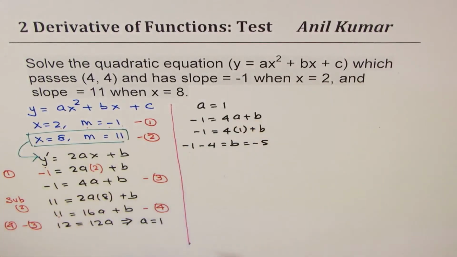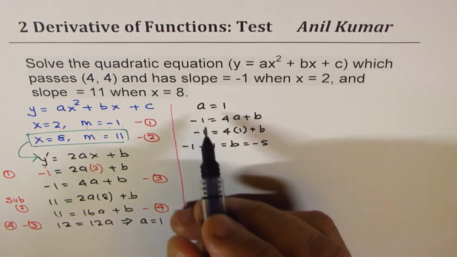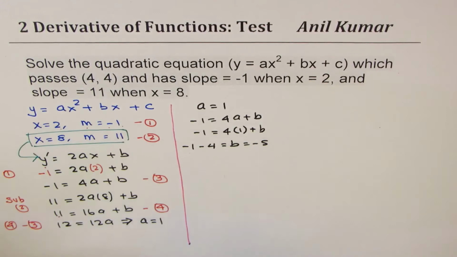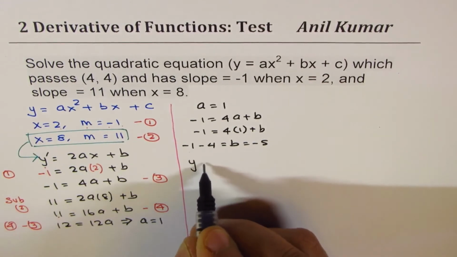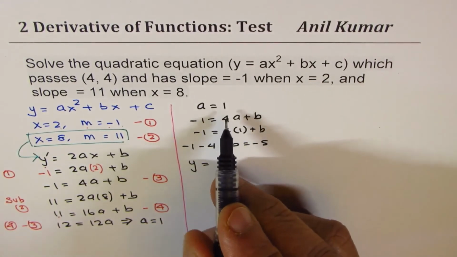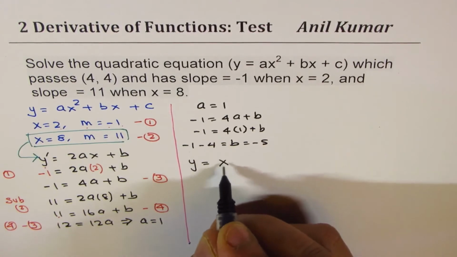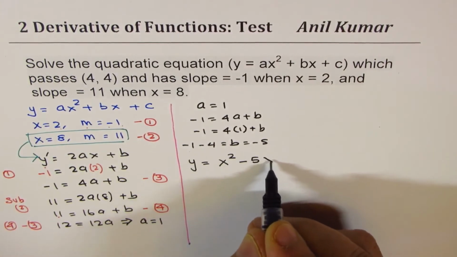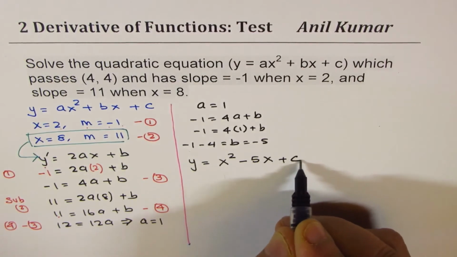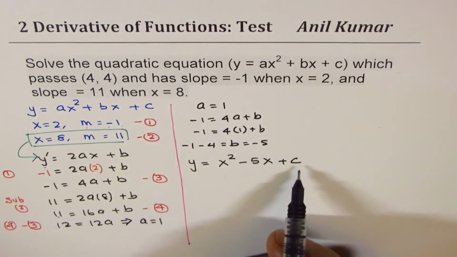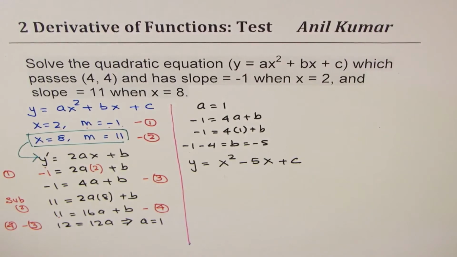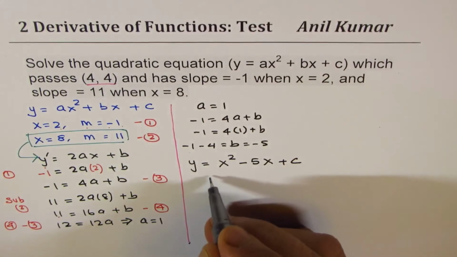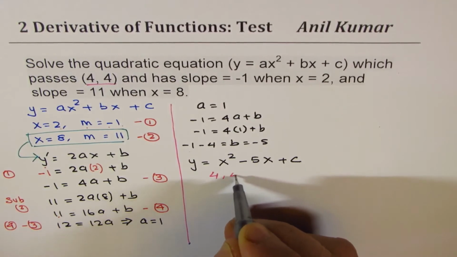So we have the values of a and b, right? Writing these two values, I can write down the equation as y equals, a is 1, so x squared, b is minus 5, so minus 5x, and plus c, correct? Now how do we find the value of c? To find the value of c, we know that the curve passes through the point (4, 4). We'll use the point (4, 4), right?